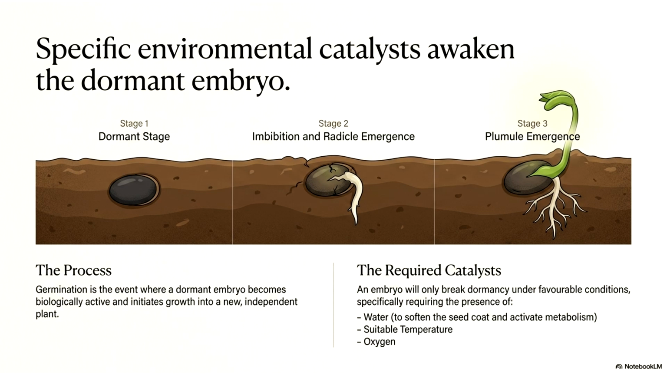This slide is showing the germination process. For germination, three things are required: first, correct warmth; second, moisture; and third, air. Germination is the event where the dormant embryo becomes biologically active and initiates growth into a new independent plant. These require the catalysts: water, suitable temperature, and oxygen. That is moisture or water, correct temperature that is warmth, and air that is oxygen. All three things are required for germination.